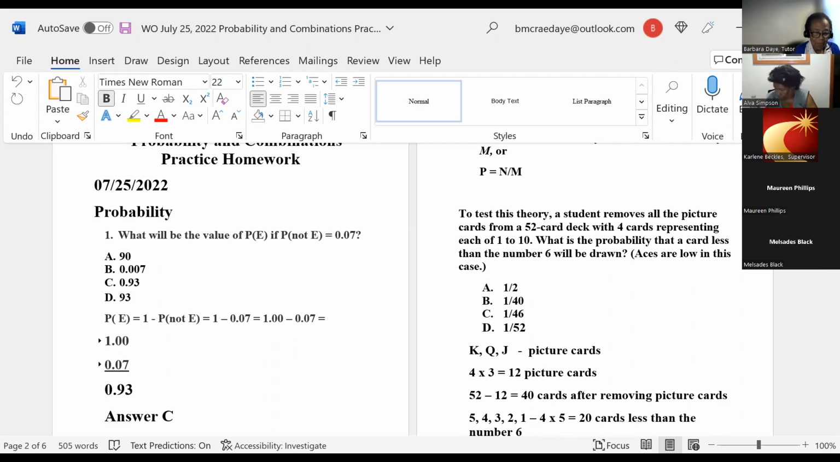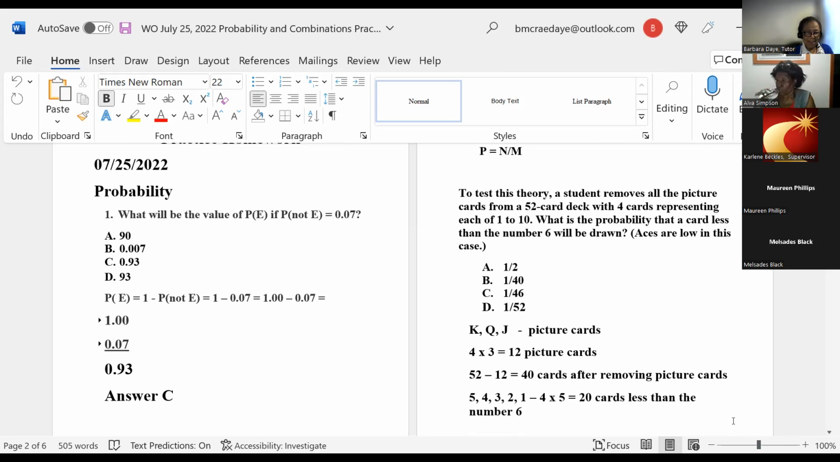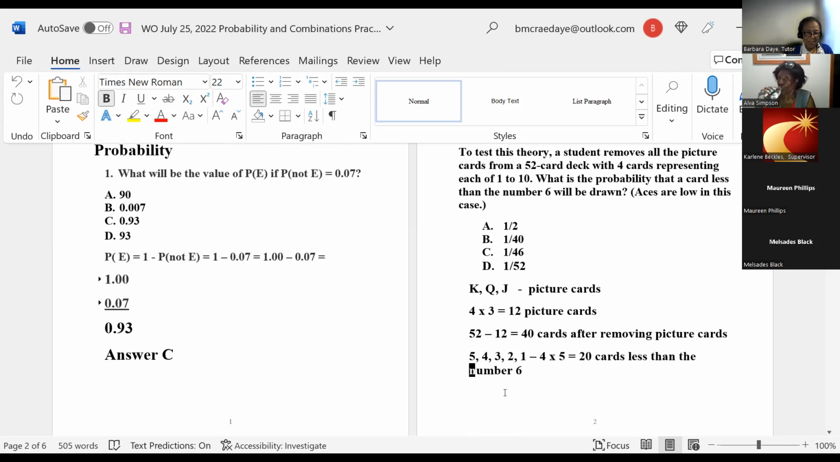So, Maureen, what's the probability then? So we divide 20 into 40. That's right. Probability is possible over total, so that'll be 20 over 40. And what's that equal to, Maureen? 1/2. That's it. Alba, you had that right. Very good. So that's 1/2, and that would be answer A.